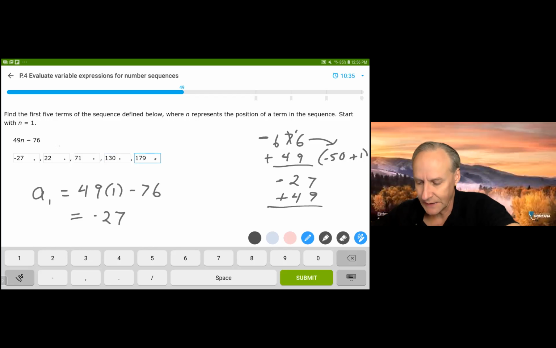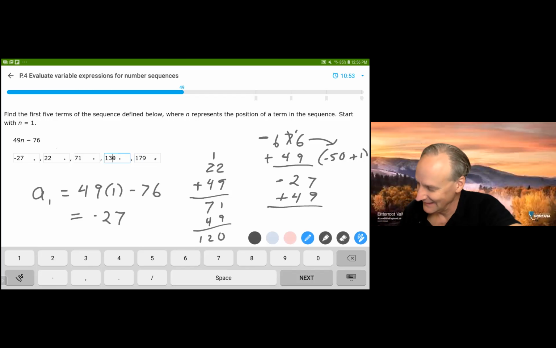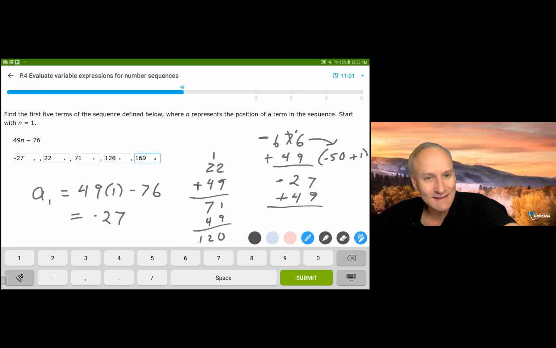And a good way to check it is just to take the 22 plus the 49, which of course is 71. And if we add 49, we get 110 plus 10, which is 120. Oops, 120. Nothing like adding an extra in there. And so then, of course, this is going to be 169, isn't it? That's what I get for not being careful.